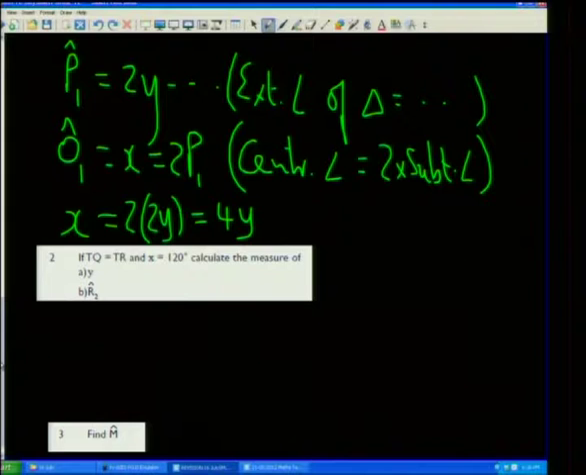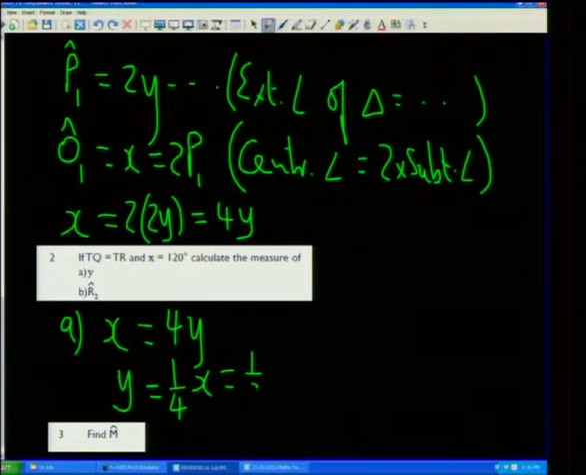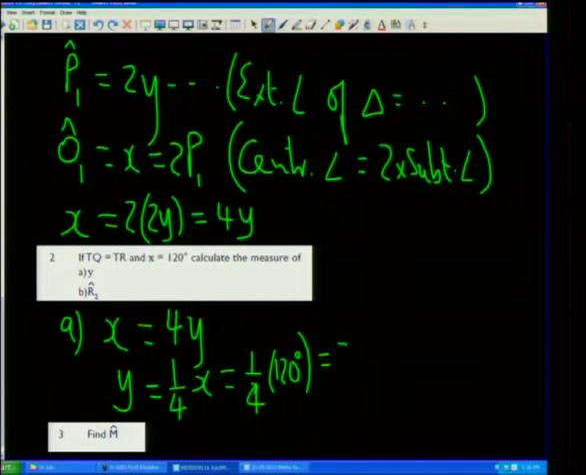So y, remember we already have an expression which says that x can be expressed as 4y. Therefore, you just have to rearrange that equation so that it gives you the y. So your y will therefore be equal to a quarter of x, which is a quarter of 120. That is equal to 30 degrees. You have answered the first part of that.